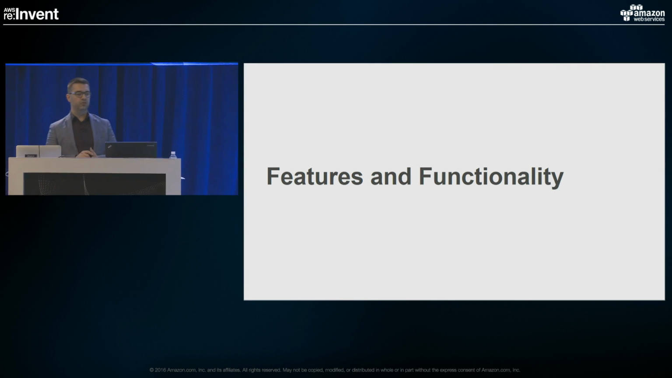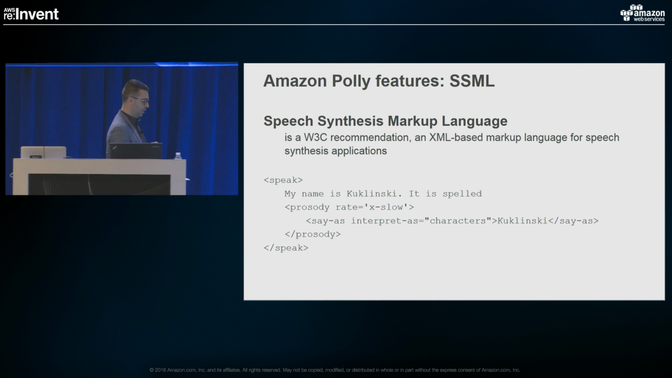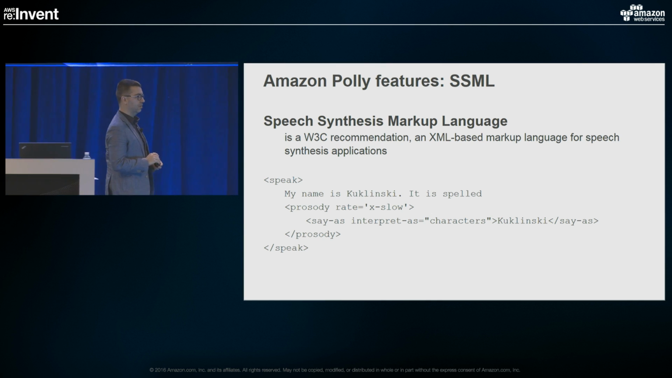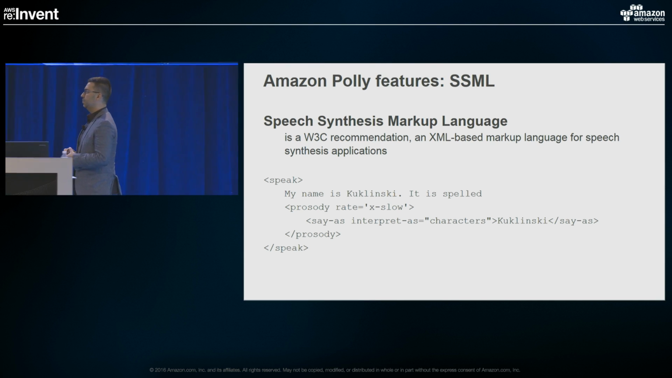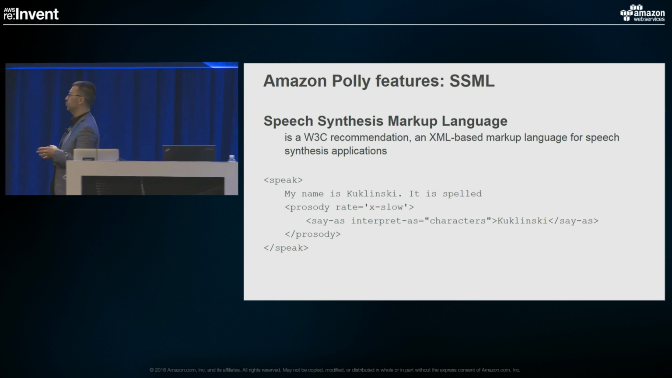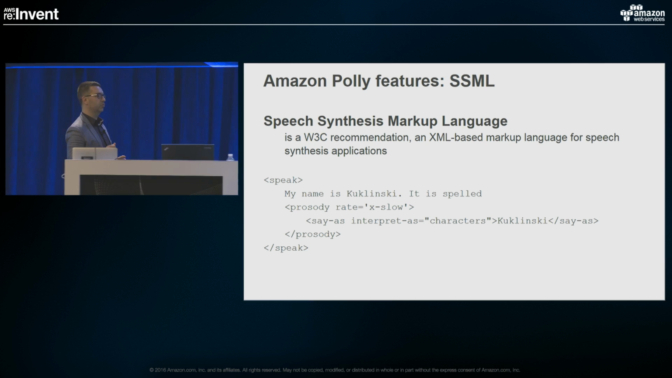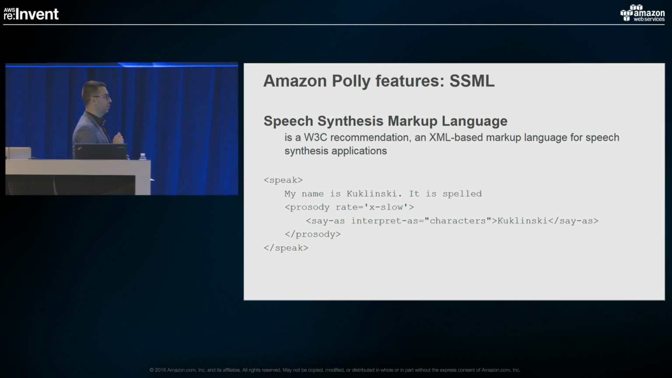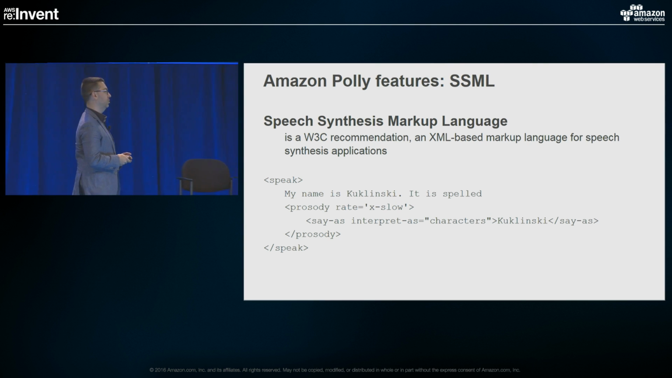A few words about features and functionalities which we provide with Polly. One element which I would like to mention is SSML. SSML is a speech synthesis markup language, a W3C recommendation. SSML is here to enable developers to instrument text in a way to point out how particular elements of the text should be interpreted, or whenever I have a special need and special request for how a particular element of text should be interpreted.